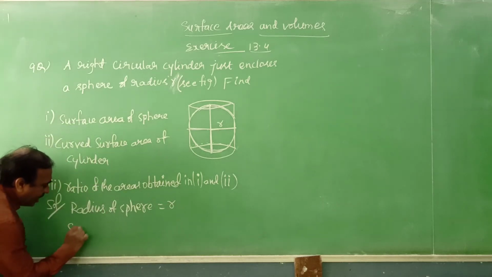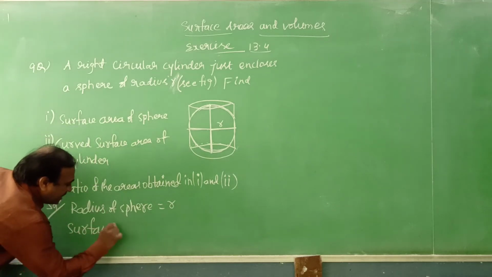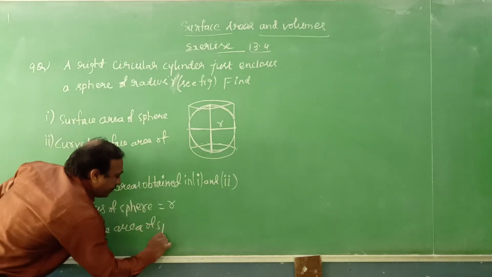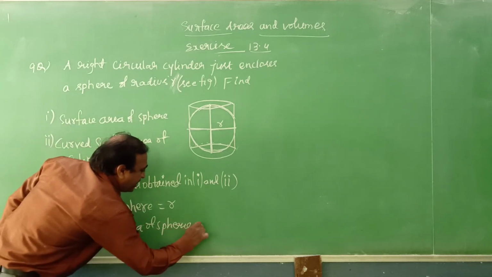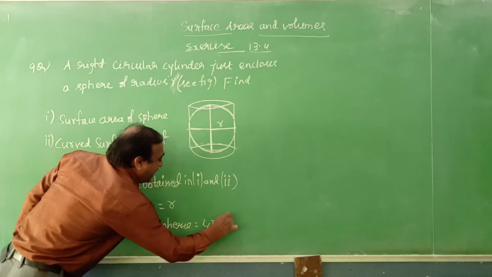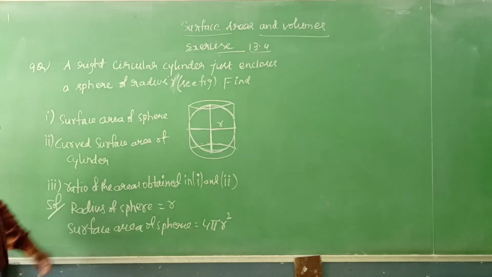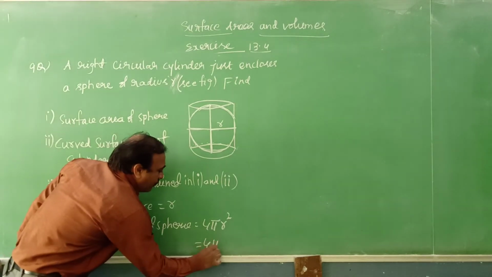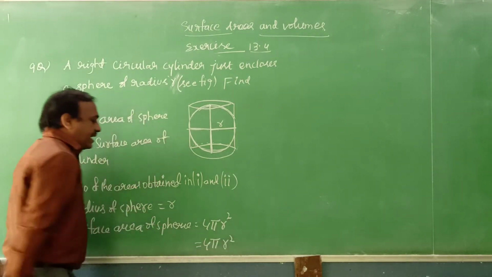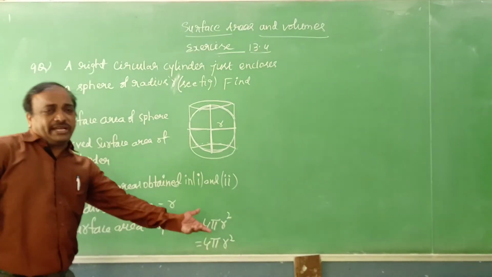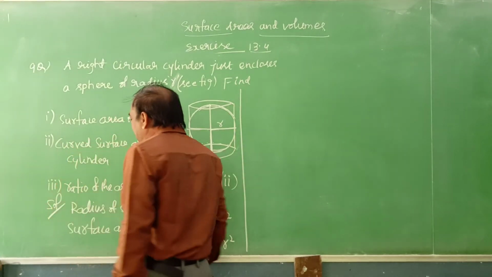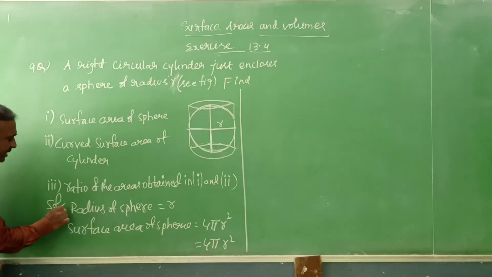Surface area of sphere. What is the formula? Surface area of sphere is 4 pi r square. But what is the radius? The same radius, so it is 4 pi r square. Since the radius is r only, we are writing r square. This is the first one, the surface area of the sphere, over.